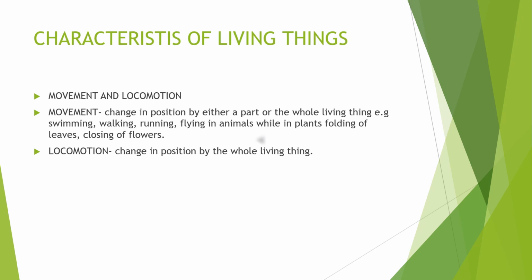And finally, we have movement and locomotion. Movement is change in position by either a part or the whole living thing. For example, swimming, walking, running, and flying in animals, while examples in plants are folding of leaves and closing of flowers. Locomotion is change in position by the whole living thing. So in locomotion, the whole living thing changes position from one place to another, unlike in movement, whereby it can change position as a part or as a whole living thing.